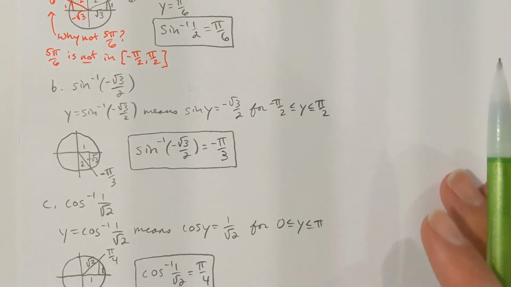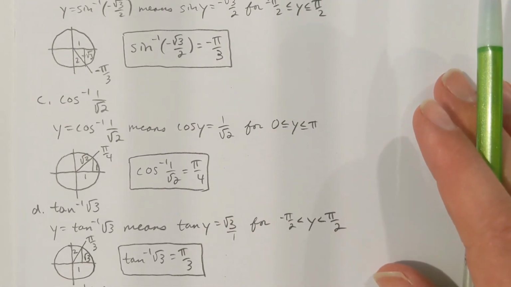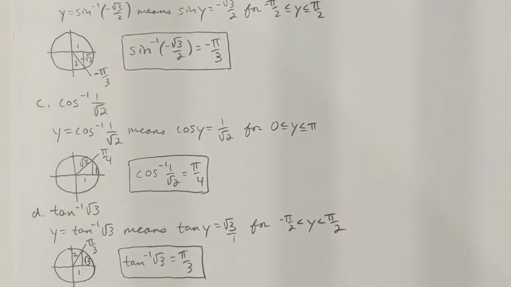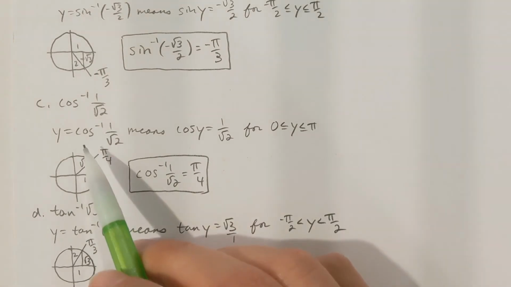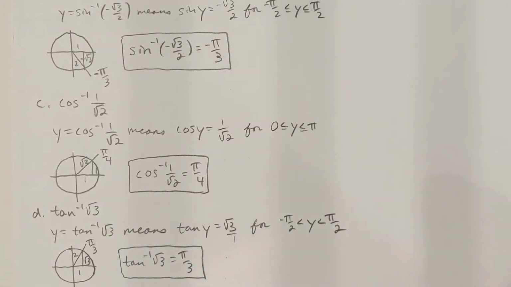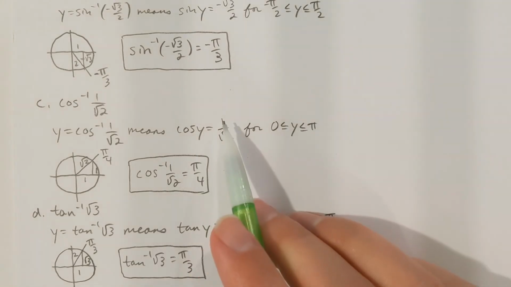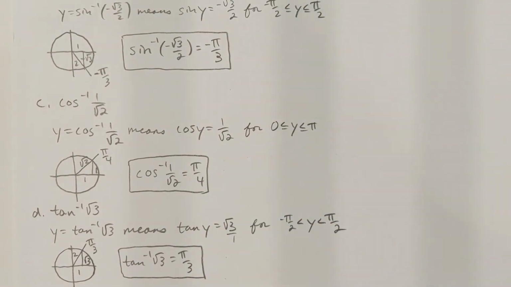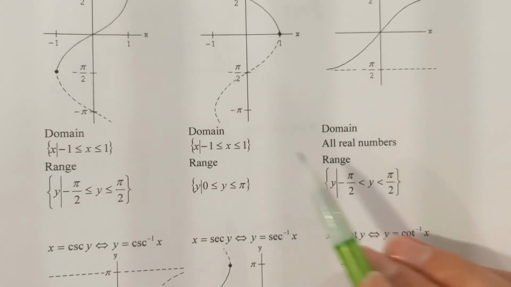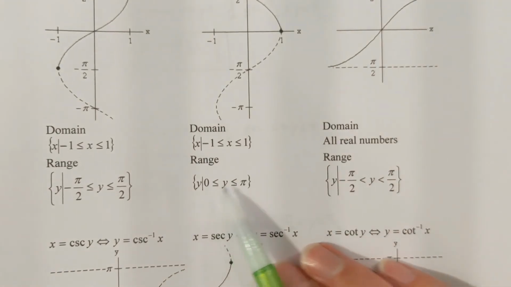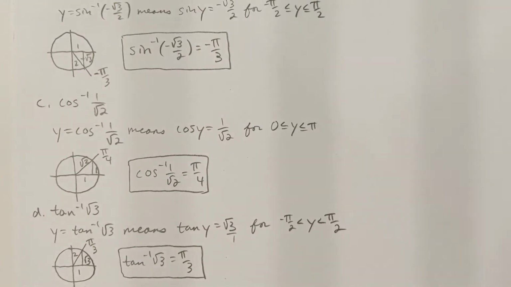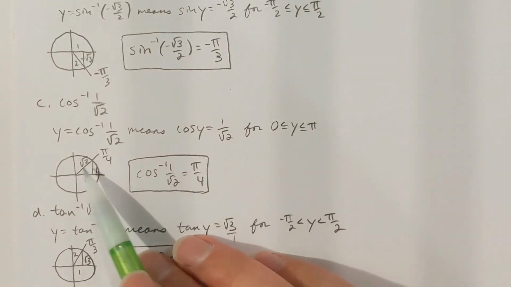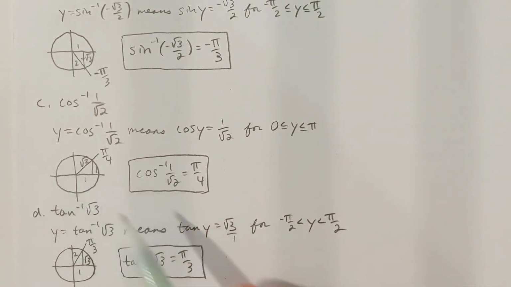Part C, I want to compute the value of cosine inverse of 1 over root 2. So I'm going to call that y. And y equals cosine inverse of 1 over root 2 means that cosine of y is equal to 1 over root 2. Now the range of the cosine inverse curve is 0 to pi. And so when I draw my triangle here, it's going to be in quadrant 1 or quadrant 2.